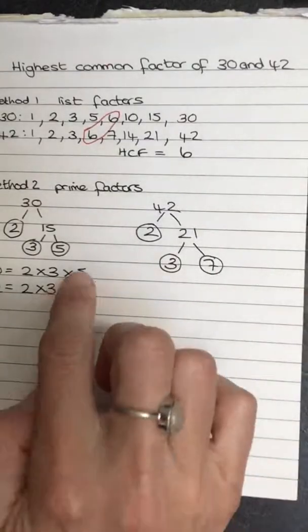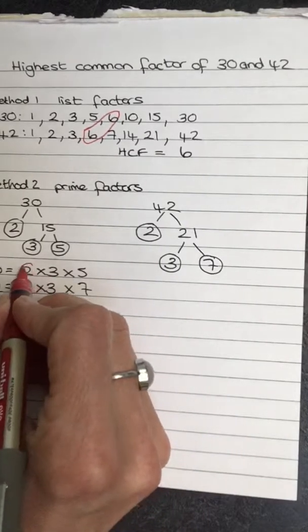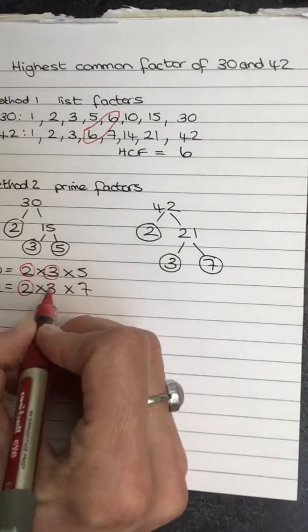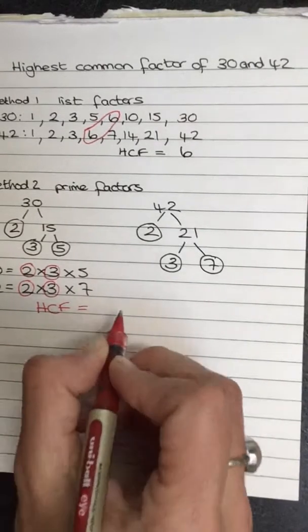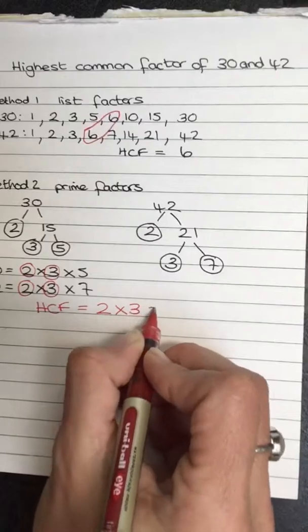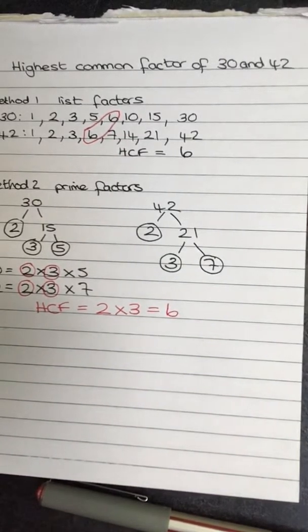Now that we've got both prime factors out, we are looking for things common in both lists, and we have a 2 matching with a 2 and a 3 matching with a 3. So the highest common factor is 2 times 3, which is 6. So, 2 methods.